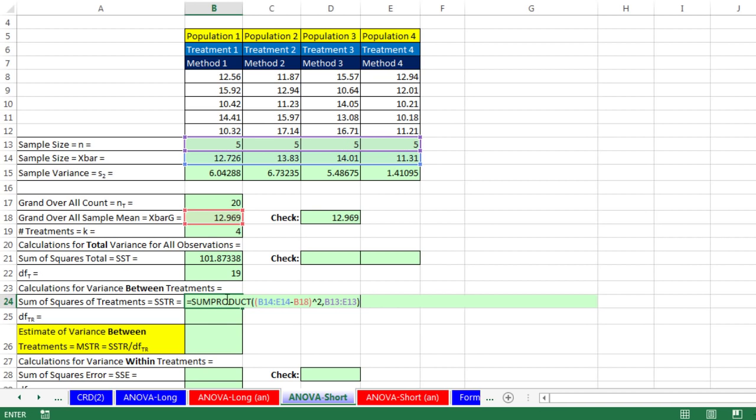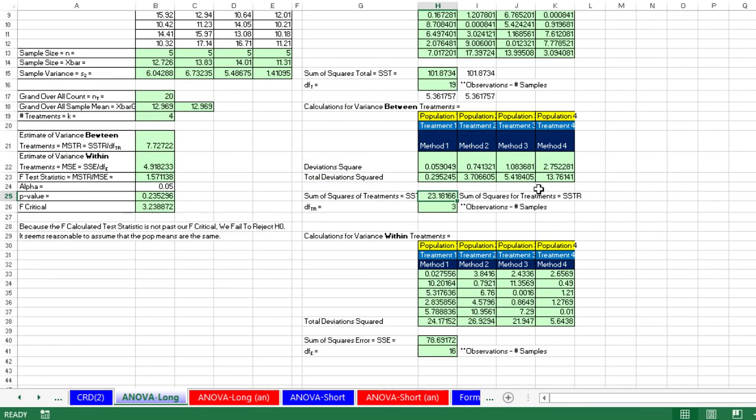Remember, the meaning of sum product is that it multiplies the two arrays, array 1, array 2, and then it adds them. That's the sum part. So when I enter, there it is. I don't know about you, but I certainly like doing that formula there more than doing this.